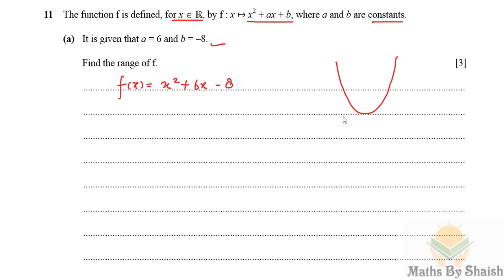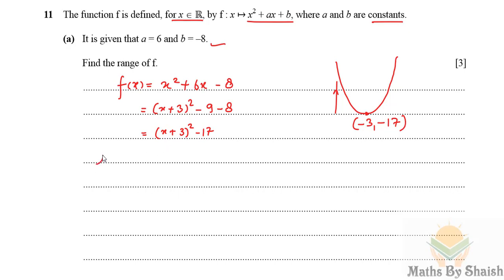Now we can find the minimum value here, and we can say this f of x would be greater than this minimum value, and we will get it by using the completing square method. It is x plus half of 6, which is 3, whole square, minus 3 square, which is 9, minus 8. So it becomes x plus 3 whole square minus 17. So here we can see the minimum point. From here the minimum point is going to be minus 3 comma minus 17.